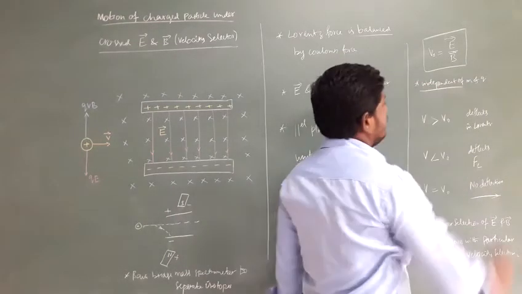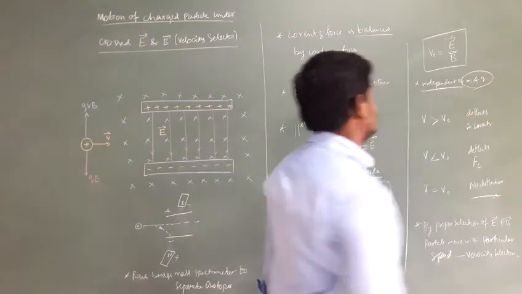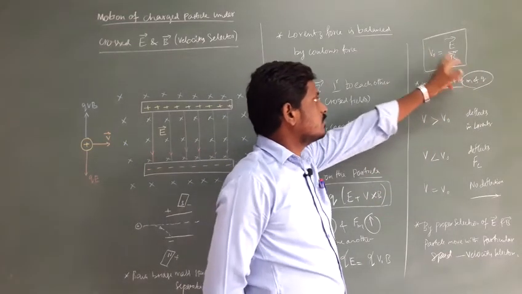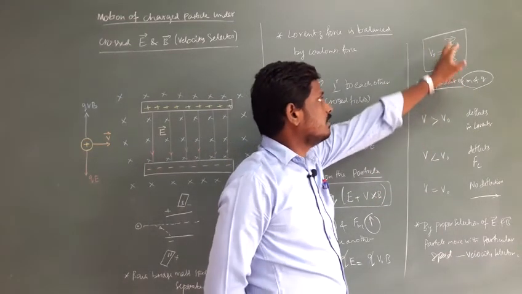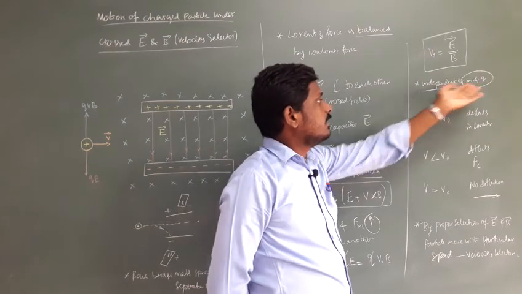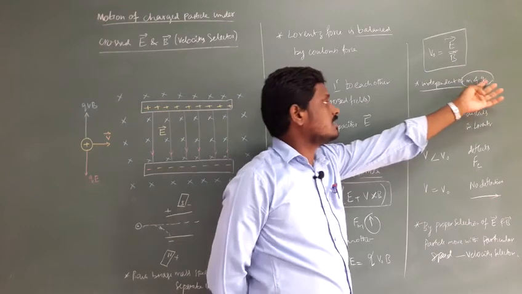So it is independent of mass and charge. The velocity of the particle is independent of mass. The final velocity v is equal to E by B. From this we infer that it is independent of the mass of the particle and the charge of the particle.